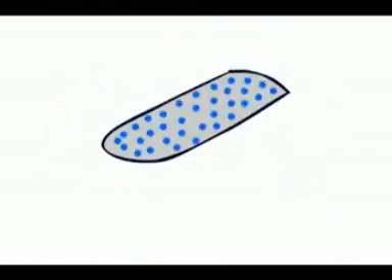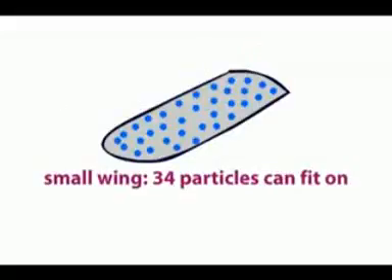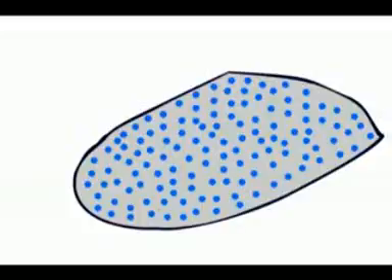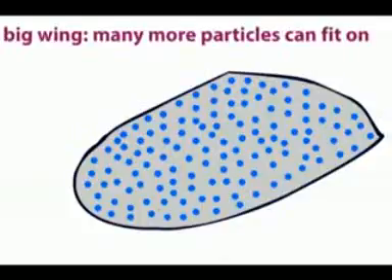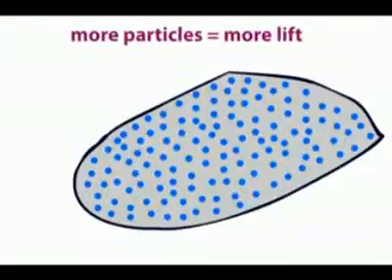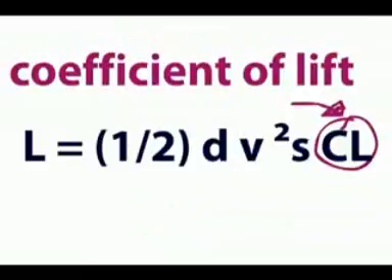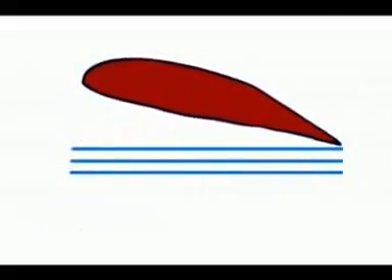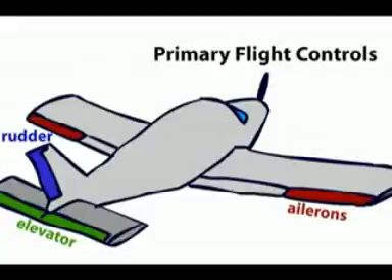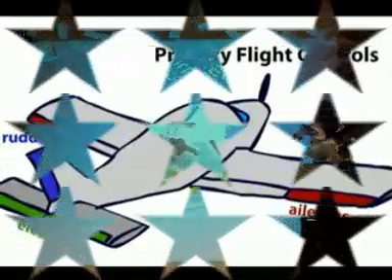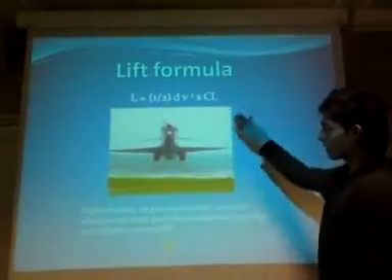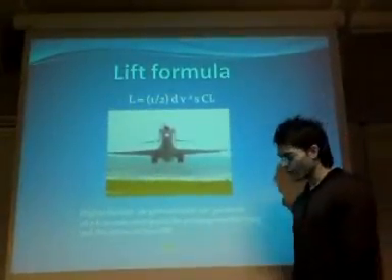Here is a small wing, and some blue circles to represent air particles again. As you can see, it cannot hold as many air particles as this large wing. The larger the wing, the more lift it will produce. Yet again, more air particles passing over the wing means more lift. This CL stands for coefficient of lift, which varies depending on what shape the wing is, and also the angle of attack. The easiest way to control an aircraft is by altering the angle of attack at the various primary control surfaces. And now you know exactly what the lift formula means, which wasn't as difficult as you thought.